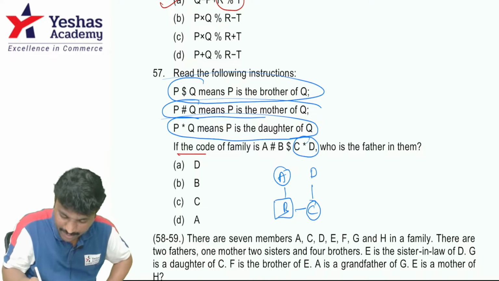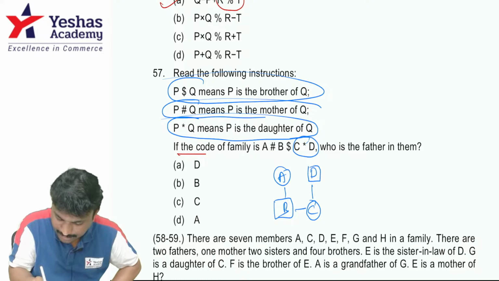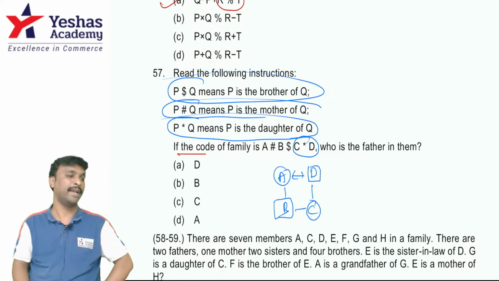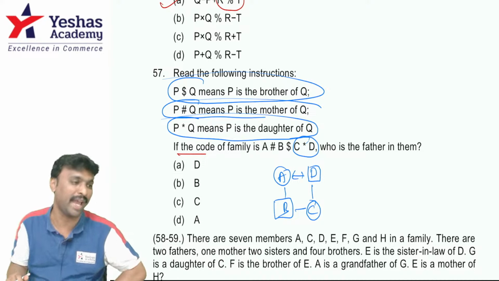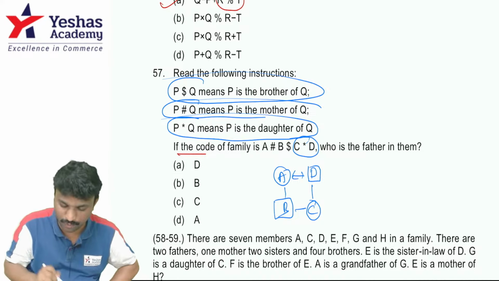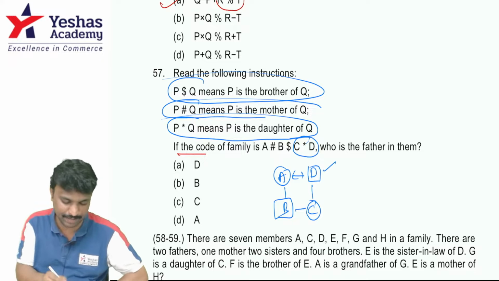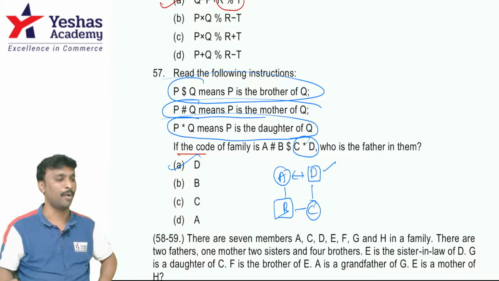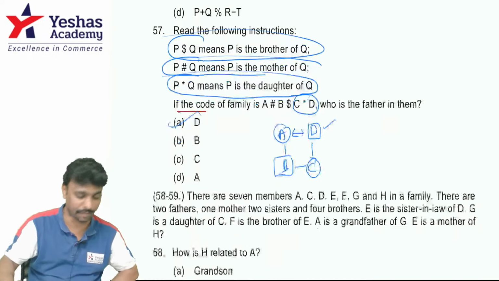So definitely D has to be a husband to whom? A. Right? That means who is the father in them? Definitely D is the father in them. Right? Among A, B, C, D, D is the only father.